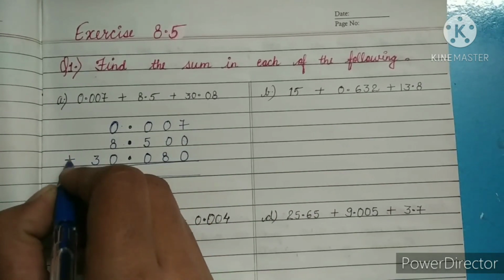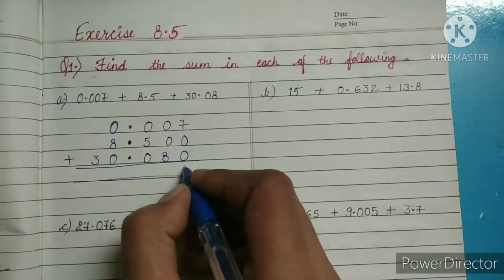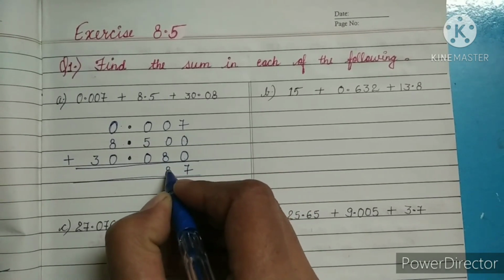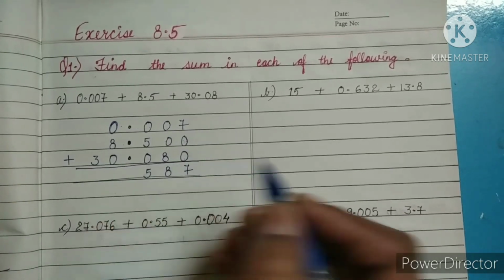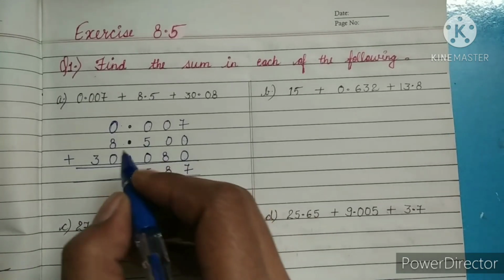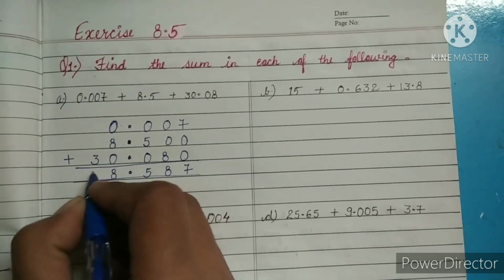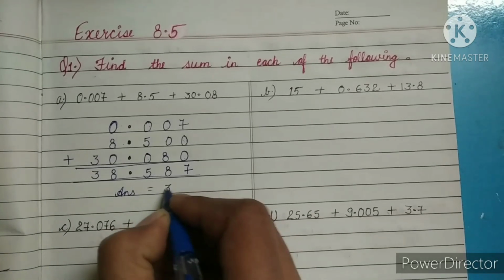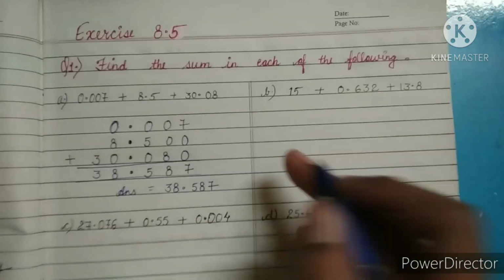So let's add them. Okay, 7 plus 0 is 7. 8 plus 0 is 8. 0 plus 5 is 5. Now you can see decimal, it means here what will come here? Decimal. Now 0 plus 8 plus 0 is 8 and 3 is as it is. So answer is 38.587.